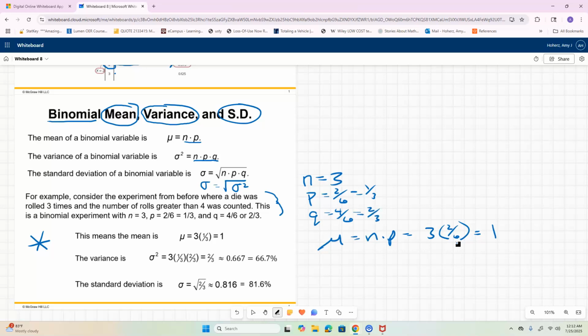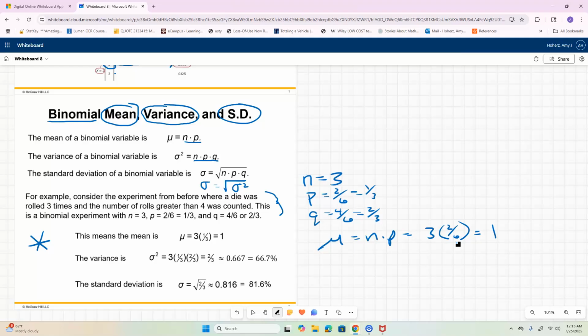Okay, so what does that mean? It means that if I roll a die 3 times, because I have a 1/3 chance of getting greater than a 4, I would expect that that would happen 1 time out of my 3 rolls. Because it's a 1/3 chance. So 1/3 times 3 rolls, I would expect to get 1 time that I got greater than 4.